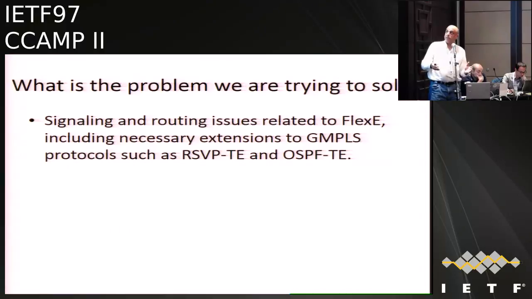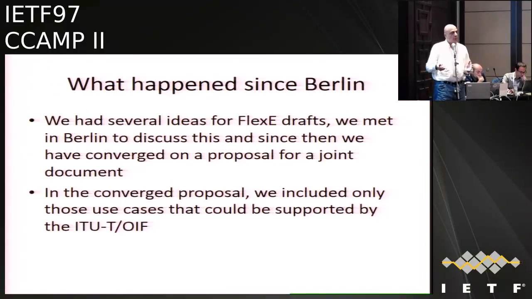What is the progress since the last update? At the Berlin time, we had three or four different proposals and different use cases. We discussed among ourselves, and we have converged on one document, the one I'm presenting today. There was feedback from the last IETF about aligning with the ITU data plane, so we have narrowed down the use cases to only the ones specified in the ITU. There are more use cases which we have parked on the side, but we are focusing on the use cases aligned with the ITU-T data plane.